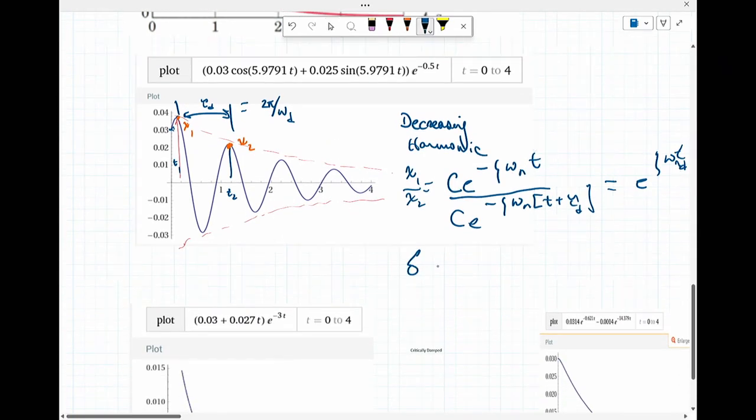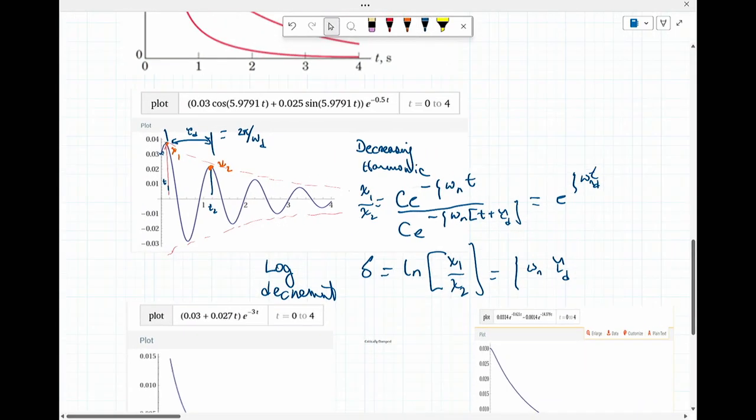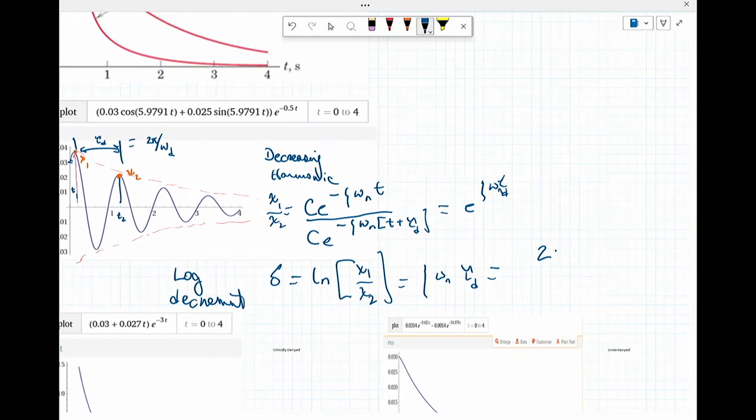It allows me to also define the log decrement, which is ln of the amplitude at the two positions, and it's zeta omega n tau d, or if you do some pretty basic manipulations, 2 pi zeta over the square root of 1 minus zeta squared.